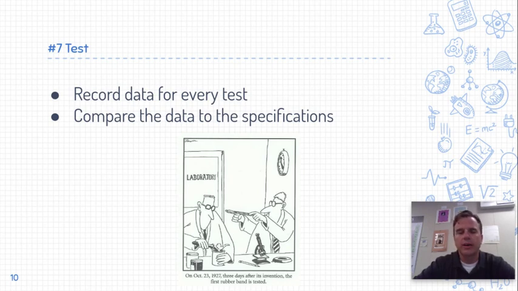Now we have another Far Side cartoon here at the bottom. It says, on October 23rd, 1927, 3 days after its invention, the first rubber band is tested. So there's how that first rubber band was tested. Somebody had to flip it at somebody else's head. And of course, that test has been conducted millions of times since then, including in my household.